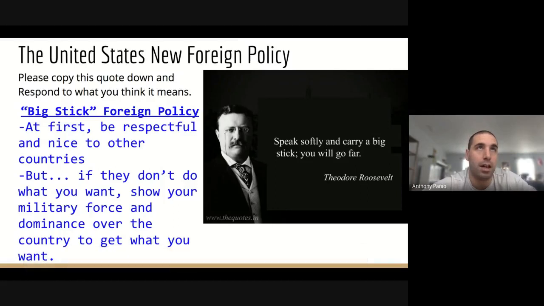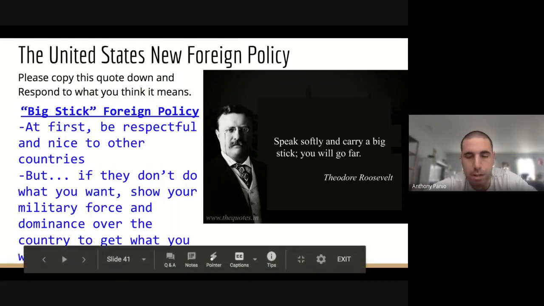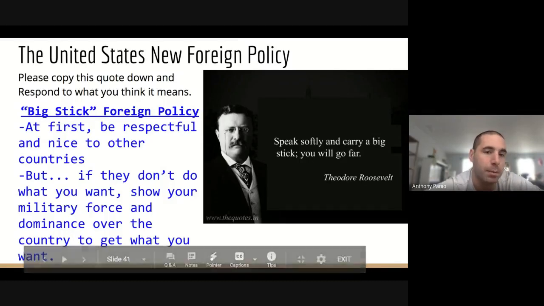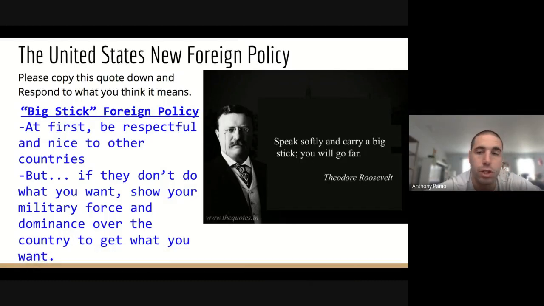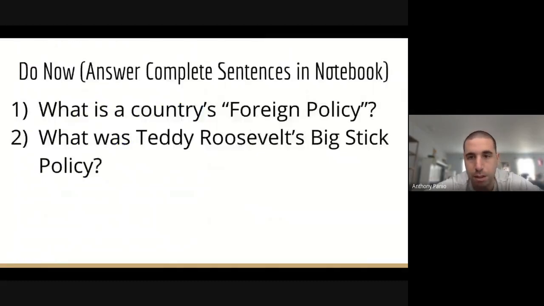So the best example of this is going to be the last part of the lesson. And then you're going to get into the assignment. This is going to continue into Monday. So you're not going to be done, but I at least want to get you set up on how Teddy Roosevelt uses the big stick foreign policy to get the Panama Canal, which is a huge thing for America and a huge thing for the world. And I'll explain how. So let's take a look at this.